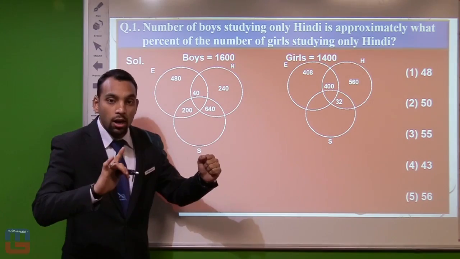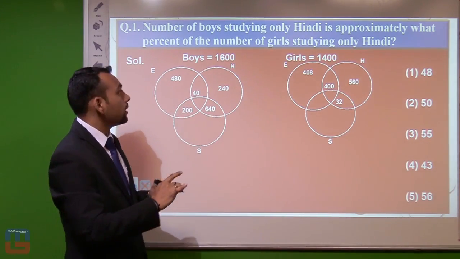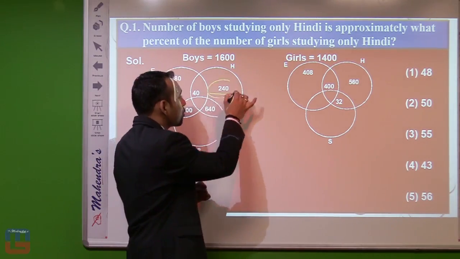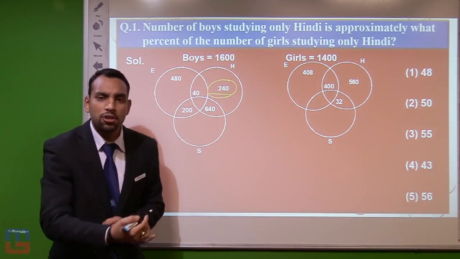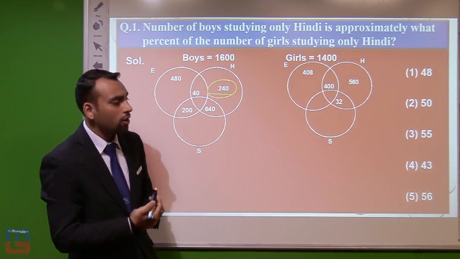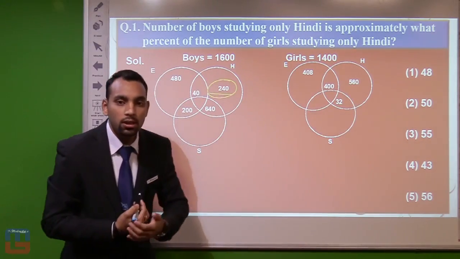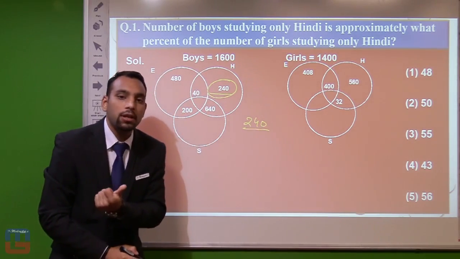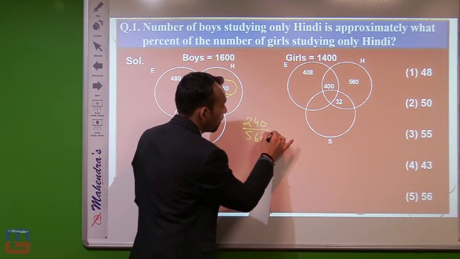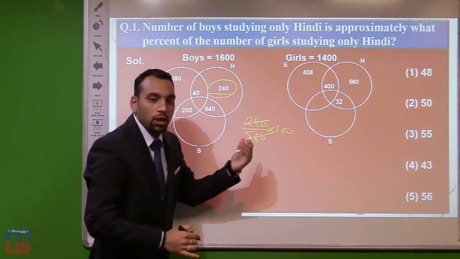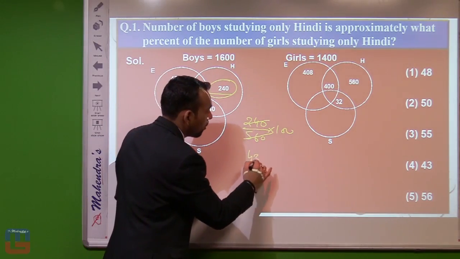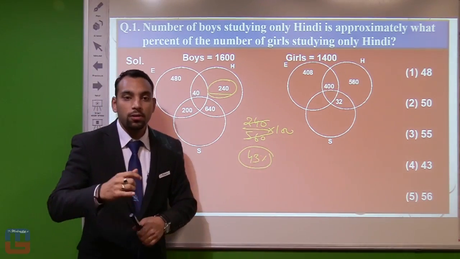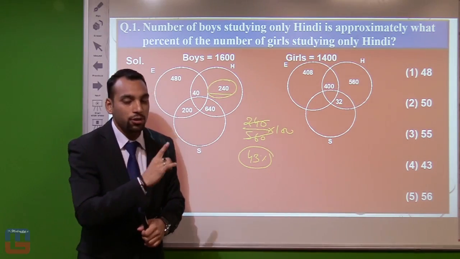You can see the number of boys studying only Hindi, which means this is 240. All right, now this 240 is approximately what percentage of the number of girls studying only Hindi, which means 240 is approximately what percent of 560, multiplied by 100. So if you solve here, you will get approximately 43%. So you can see the option as well, the fourth option will be the correct answer to this question.